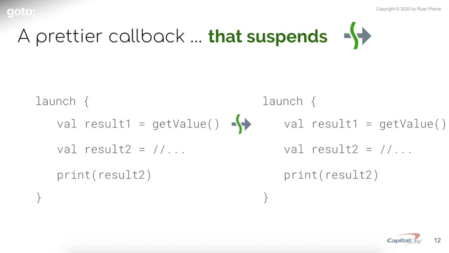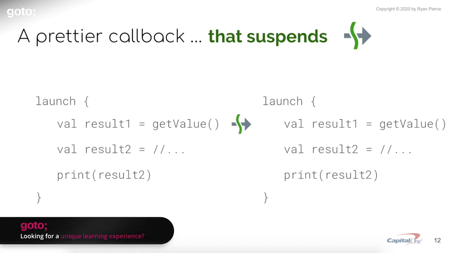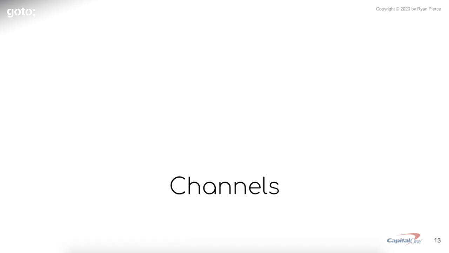Now, what if we want to use state in between coroutines? We want coroutines to operate on some sort of changing state. Again, we want to avoid shared mutable state. And one of the ways we can do that is to communicate between coroutines using these things called channels.